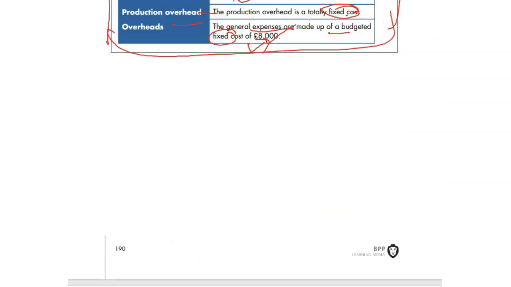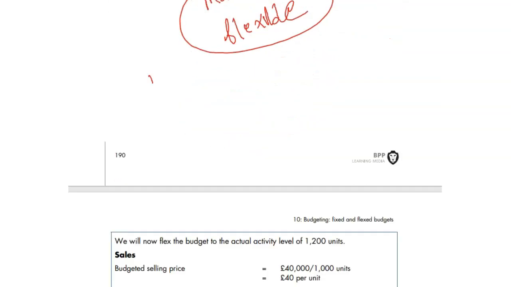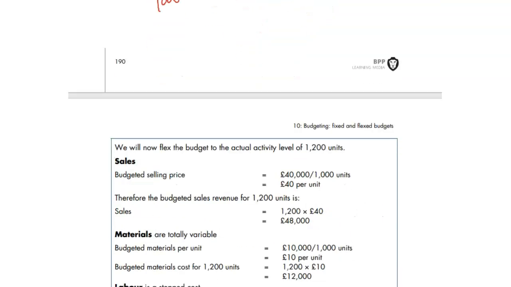We need to flex our budget. Make the budget flexible. Now, how do you do it? Budgeted was 1,000 units. Actual was 1,200 units. So we're gonna divide by 1,000, multiply by 1,200. That would give us the answer here.